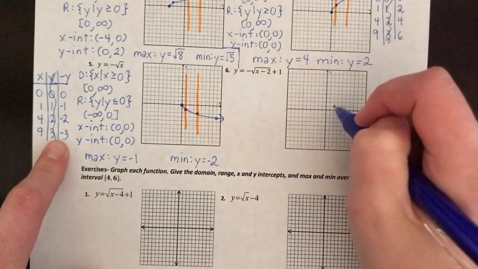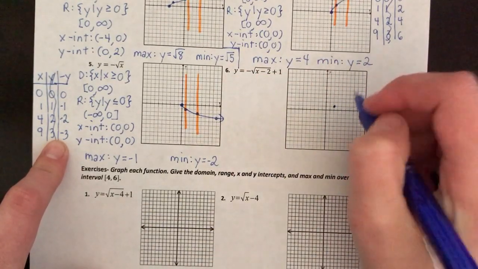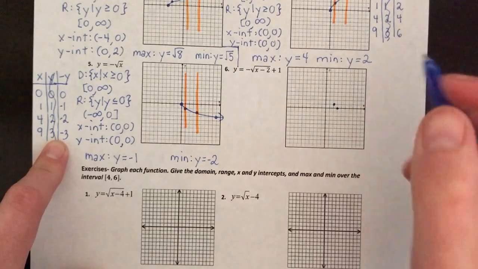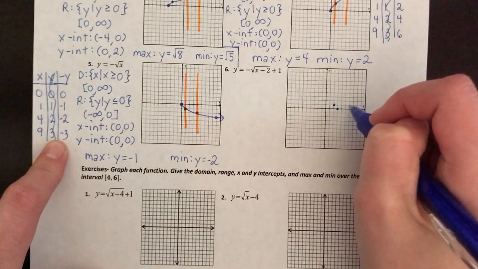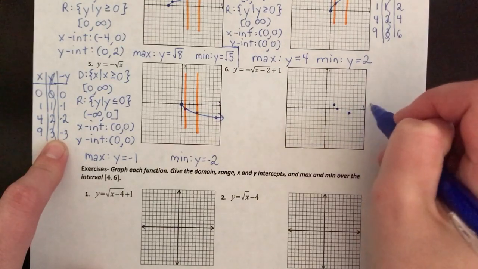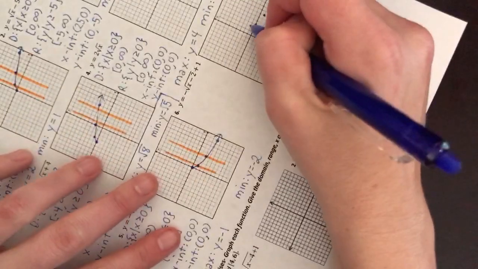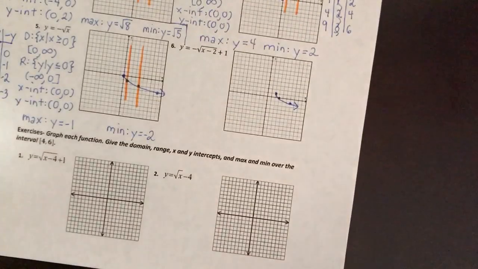So with a reflection, I'm going to plot (0, 0), which I already have, (1, -1), (4, -2). And like I said, that (9, -3) point won't fit a good deal of the time. In this case, it doesn't.